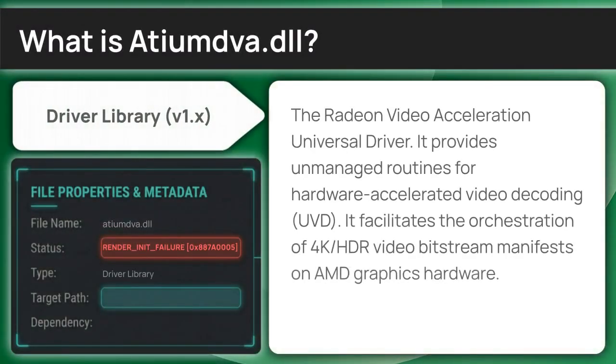This is the Atiumdva, the Radeon Video Acceleration Universal Driver. It provides unmanaged routines for hardware accelerated video decoding, UVD. It facilitates the orchestration of 4K and HDR video bitstream manifests on AMD graphics hardware. Now that we've covered what the file does, let's jump into our first fix.